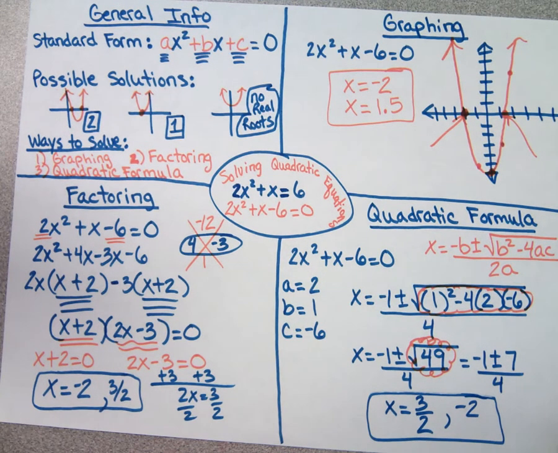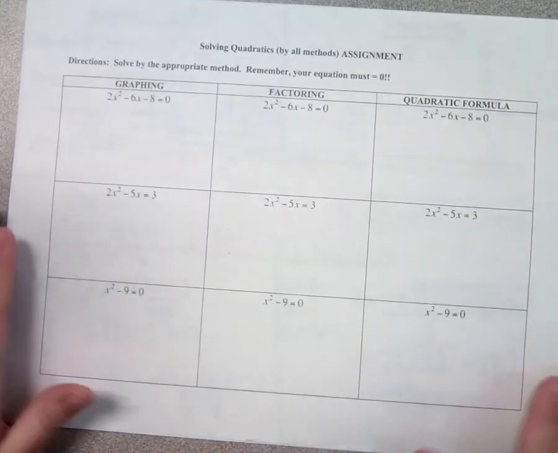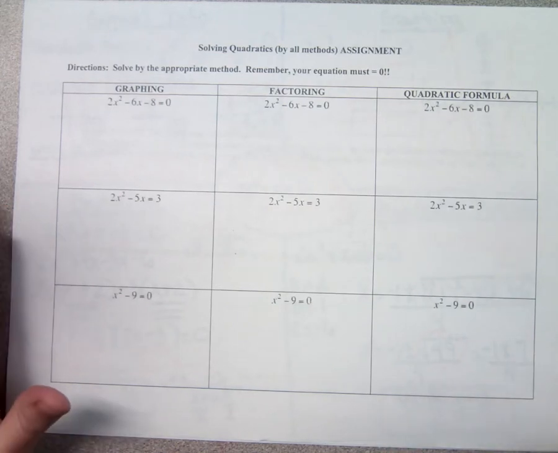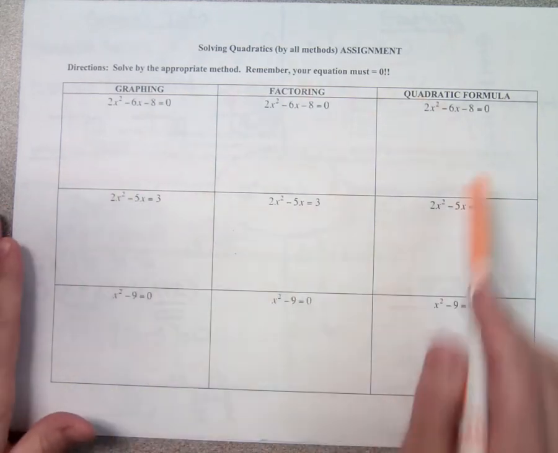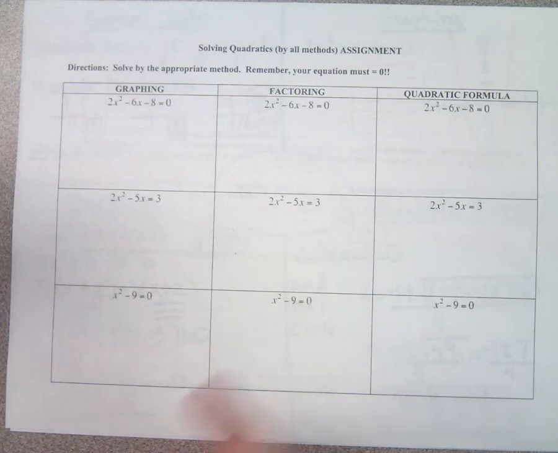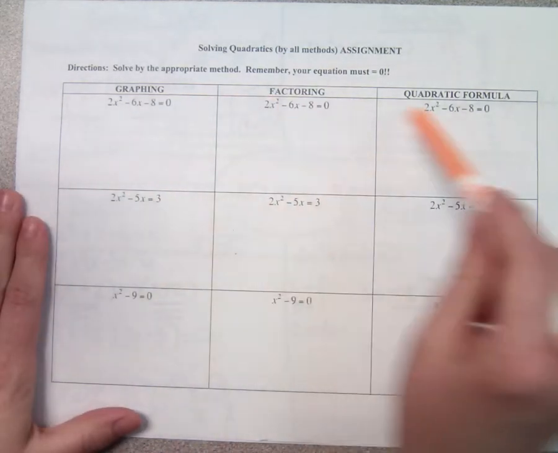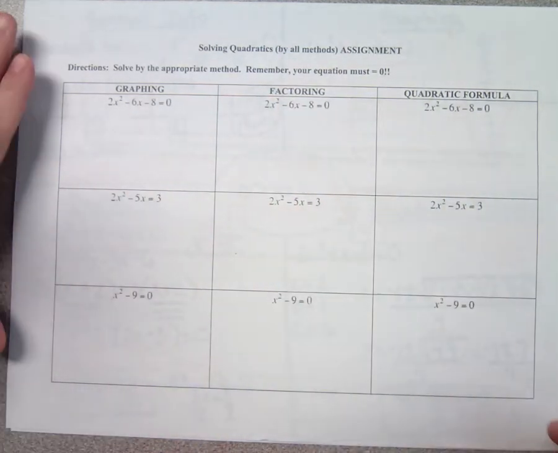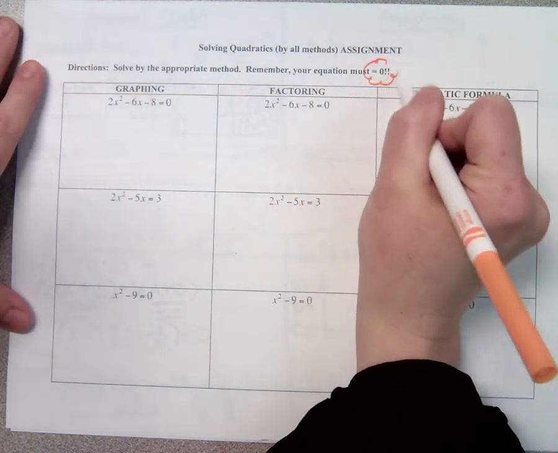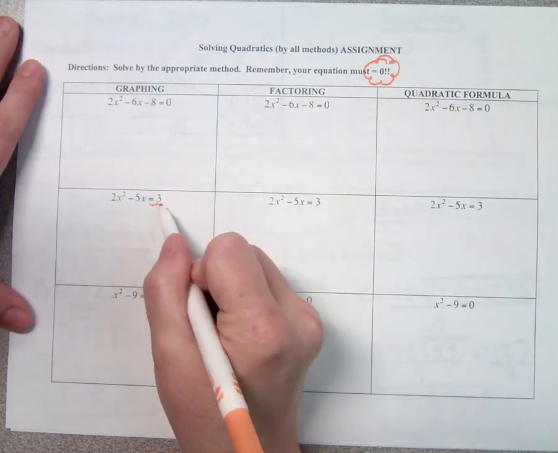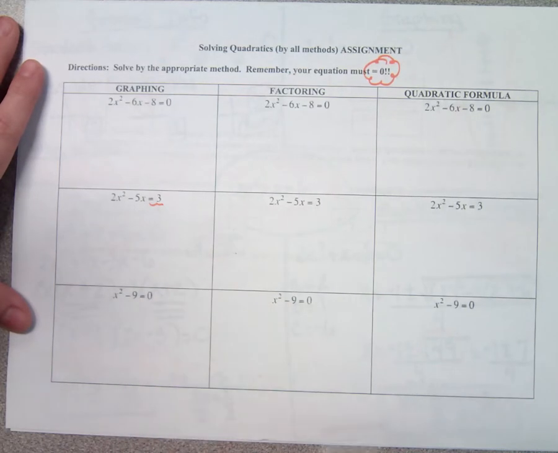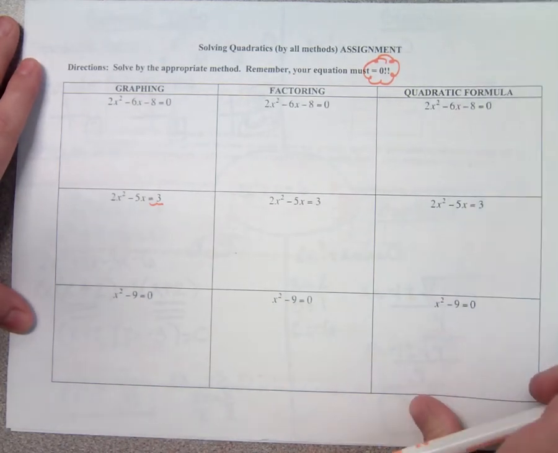So let me show you what your assignment is real quick. Okay. On the front page, you have 3 problems to solve, and you're going to solve them by graphing, by factoring, and with the quadratic formula. Do make sure that they say equals 0 before you begin. So like this guy, not a 0, so you're going to need to fix that. Okay, so that's what the front side is about.